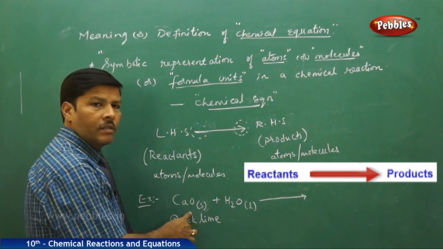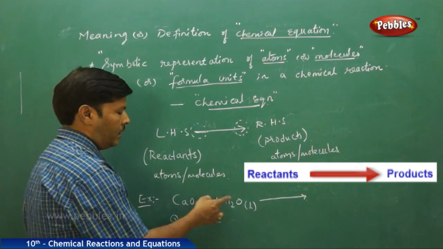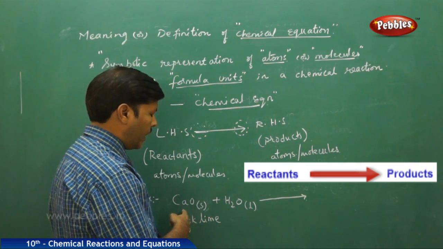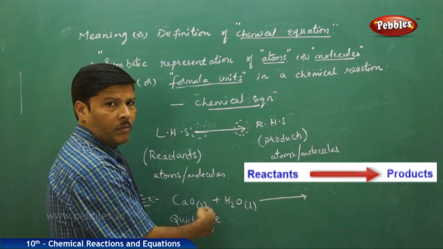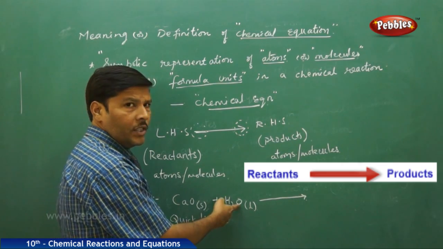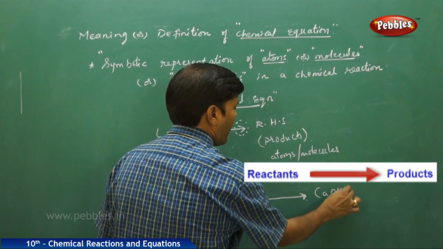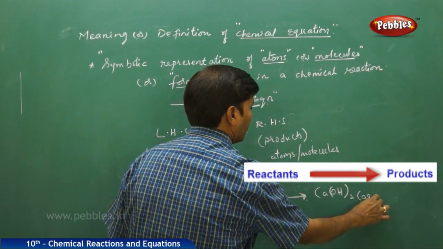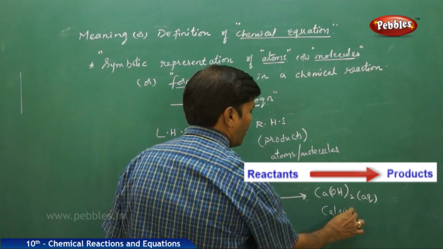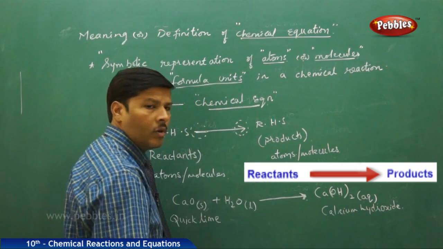A chemical change takes place. Here the quicklime, calcium oxide, is the reactant. It is being dissolved in water. Of course, calcium oxide and the water molecule are both reactants, but it is actually the quicklime which is being dissolved in water. The necessary chemical change takes place and the product is formed. That product is calcium hydroxide, aqueous, Ca(OH)2. This calcium hydroxide is also called slaked lime.